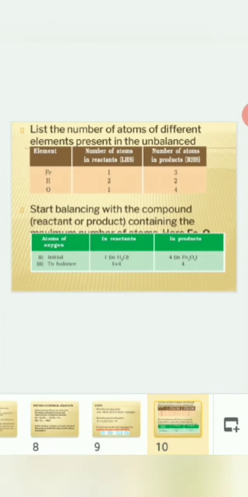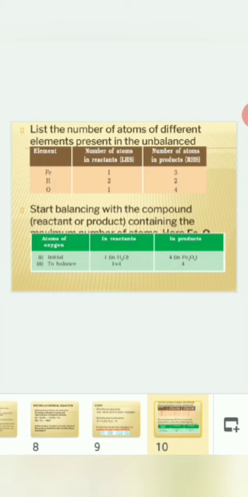Now you have to list the number of atoms of different elements present in the unbalanced equation. For the element Fe, the number of atoms in the reactant, that is the left hand side, is 1, and the number of atoms in the product, that is the right hand side, is 1. Similarly, for hydrogen, the number of atoms in reactant is 2, and in product is 2. For the element oxygen, the number of atoms in reactant is 1, and in product is 4.